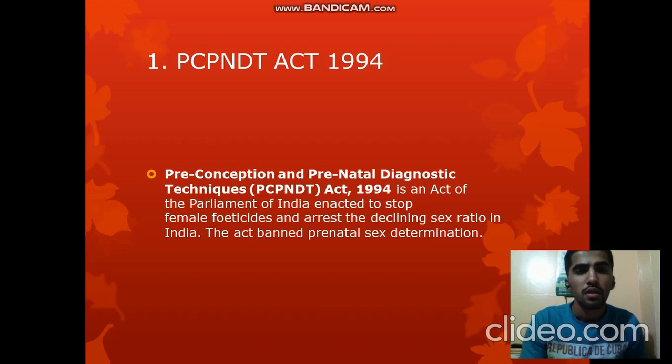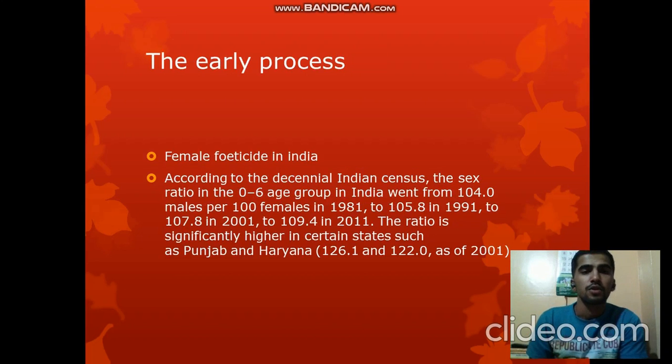So coming first is the PCPNDT Act. The abbreviated form is Preconception and Prenatal Diagnostic Techniques Act, and that was launched in 1994. It is an act of the Parliament of India enacted to stop female foeticides and arrest the declining sex ratio in India. The act bans prenatal sex determination. So, the early process: the reason as to why this act had to be implemented.